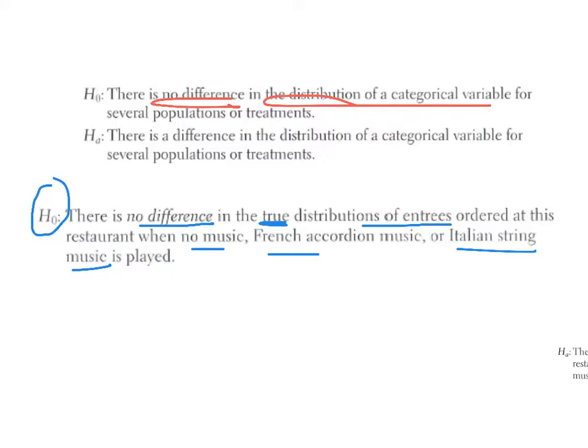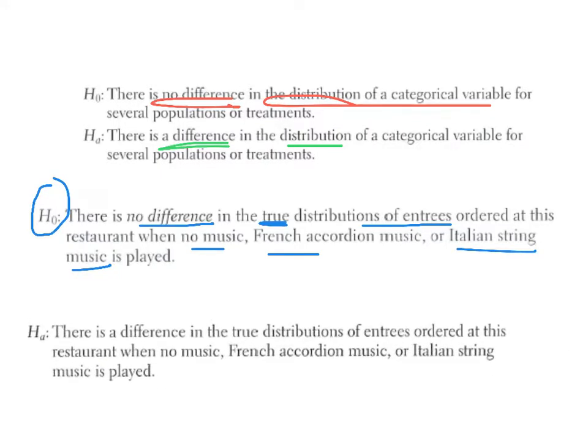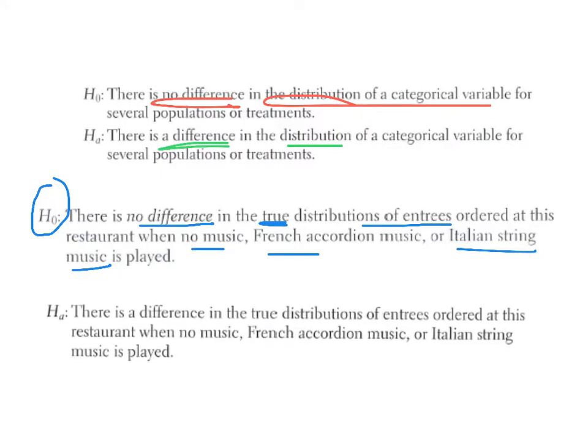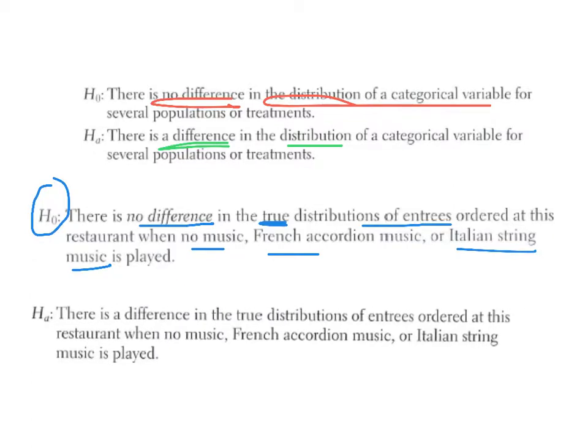Our alternative hypothesis for this chi-square test is that there is a difference in the distribution of a categorical variable for several populations or treatments. So in the restaurant, there is a difference in the true distribution of entrees ordered at this restaurant when no music, French accordion, or Italian string music is played. You notice they're using that word true again, and they're using all of that context. Some of you are still shortcutting context, and you can't do that.